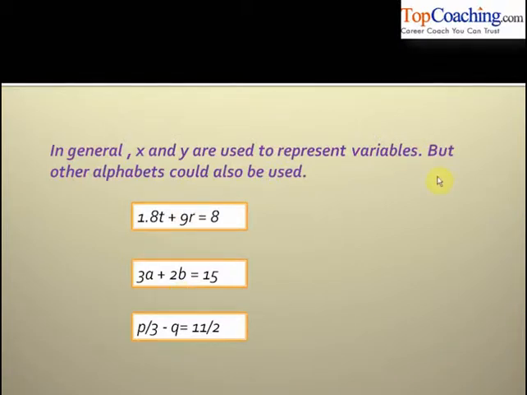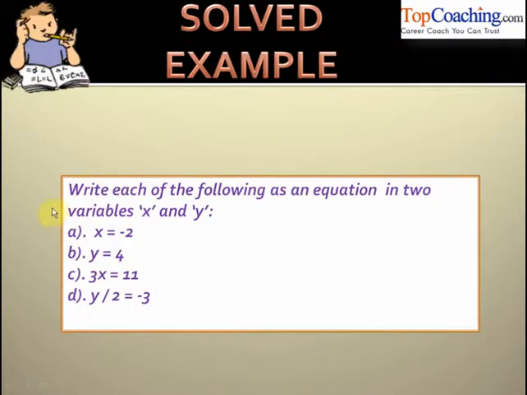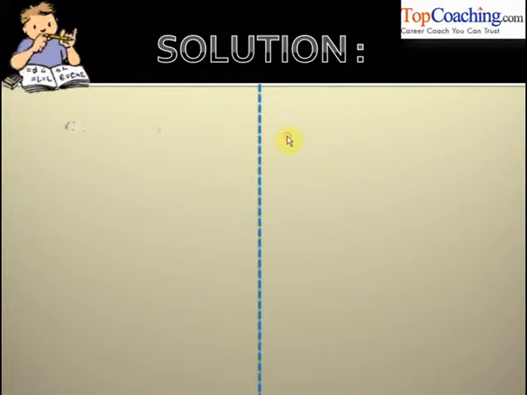So now, based on the theory that we have covered, let's try to solve a few examples. Write each of the following as an equation in two variables x and y. The first is x equal to minus 2. The second is y equal to 4. The third is 3x equal to 11. And the last is y by 2 equal to minus 3. So we can clearly see that these four are equations in one variable, and we have to write these equations in two variables x and y. Now how do we solve this problem? Let's see the solution.